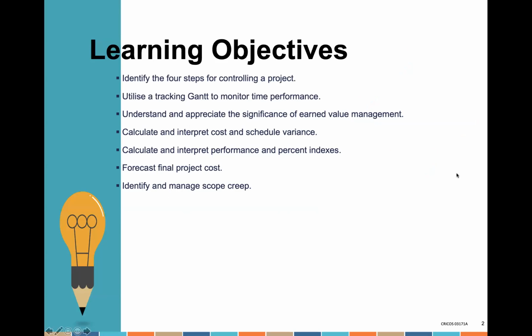So what are we going to be talking about specifically? We're going to identify the 4 steps for controlling a project. When I say controlling a project, I mean controlling its delivery and monitoring its progress towards the goals. And when I say comparing the progress, I'm comparing within time and cost perspectives. We're going to talk about using a tracking Gantt chart, which will help me visually see how my project is performing.